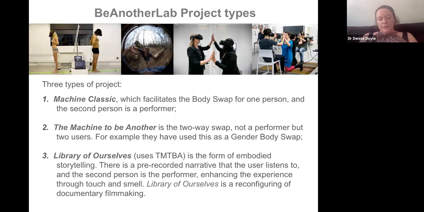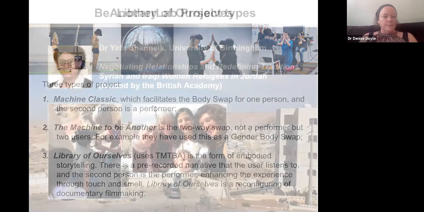And then they obviously won the STARTS honorary mention for Library of Ourselves, which they call a form of embodied storytelling. So it is pre-recorded narrative that the user listens to from a first-person perspective. And the second person is the performer, who enhances the experience through touch and smell. So you'll often find in their videos that they'll have hands that have been touched. The performer can also encourage that real embodied experience further, and they also use smell as well.